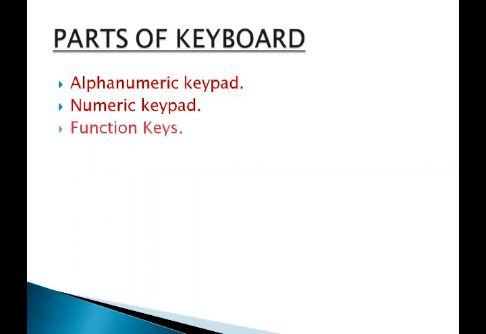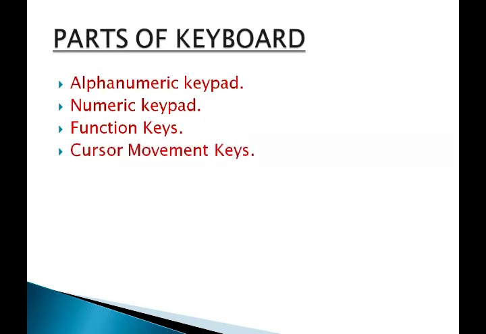Number three is function keys. What is a function key? These keys are usually arranged on the top of the keyboard in a row with numbers marked on them from 1 to 12, F1 to F12. All these keys have predefined instructions which are different for different software.